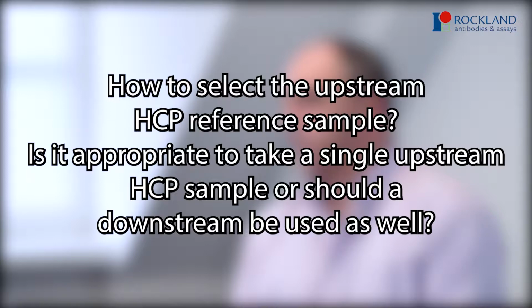How to select the upstream HCP reference sample? Is it appropriate to take a single upstream HCP sample, or should a downstream be used as well? So how do you select your HCP reference sample for generation of the antibody and for use in the immunoassay?